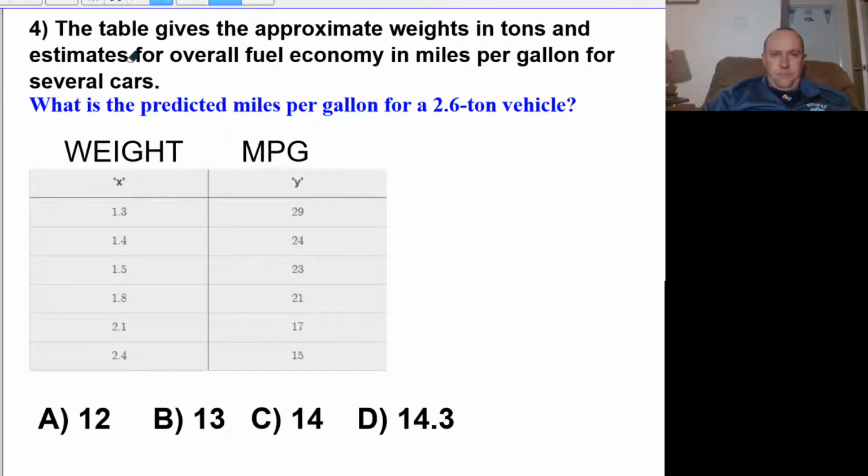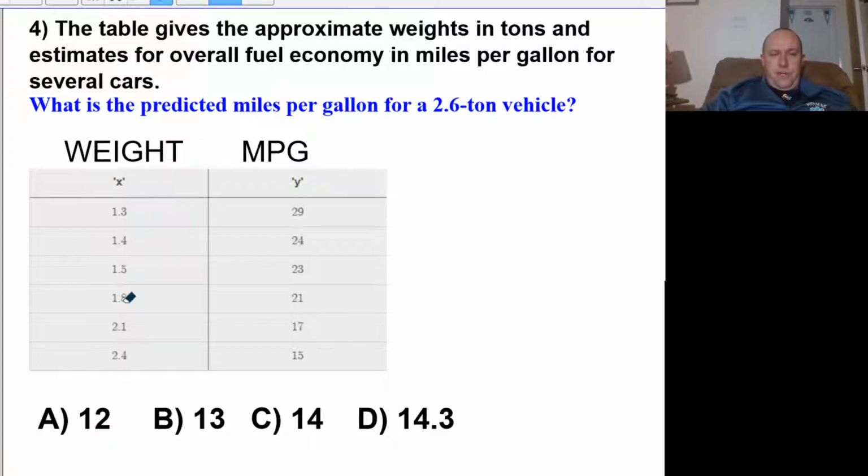Question 4. This table gives the approximate weight in tons and estimates for overall fuel economy in miles per gallon for several cars. What is the predicted miles per gallon for a 2.6 ton vehicle? So they've given us a table here of weights and miles per gallon, and we've got to make a prediction for this one. So to do that, we have to find the line of best fit first, and then make that prediction.